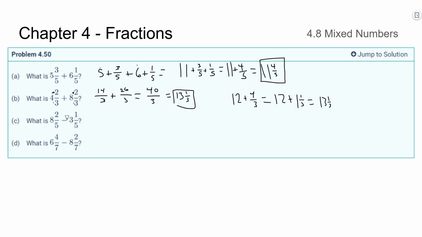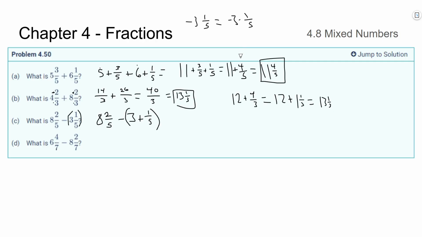Okay, well, how about subtraction? Can we do that the same way? So let's write this out. So we have 8 2/5 minus 3 plus 1/5 here. So this minus actually applies to the entire mixed number. So 3 plus 1/5. Very important that you don't forget that. Or you can say that -3 1/5 is equal to -3 minus 1/5.